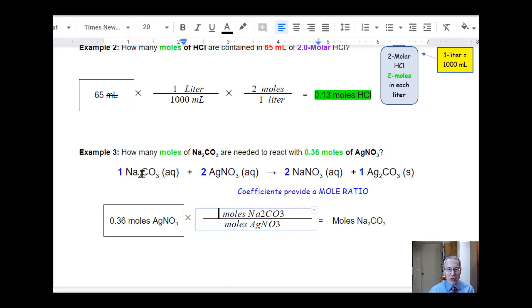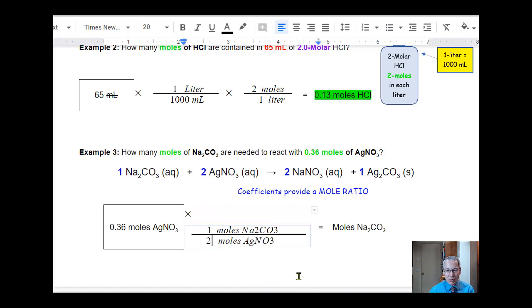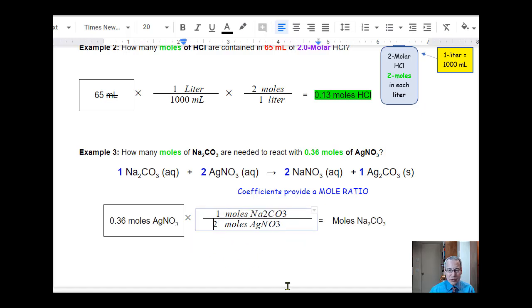What's the ratio? 1 sodium carbonate here for every 2 silver nitrates. So I'll type a 1 right here where my cursor is. 1 mole sodium carbonate for 2 moles of silver nitrate. Now it fits in the box. If you want it to be grammatically correct, you can say 1 mole, singular, of sodium carbonate for 2 moles silver nitrate. So that's the setup. It's pretty simple, as you can see.